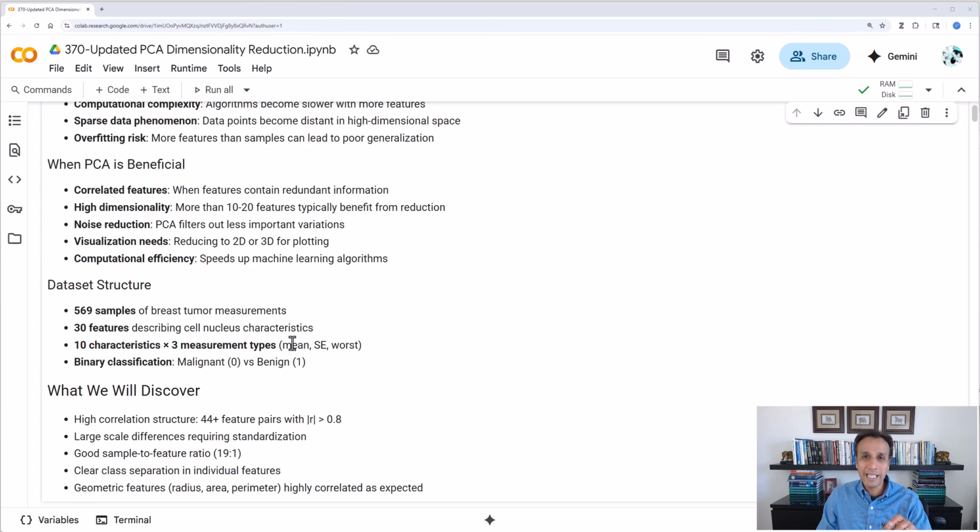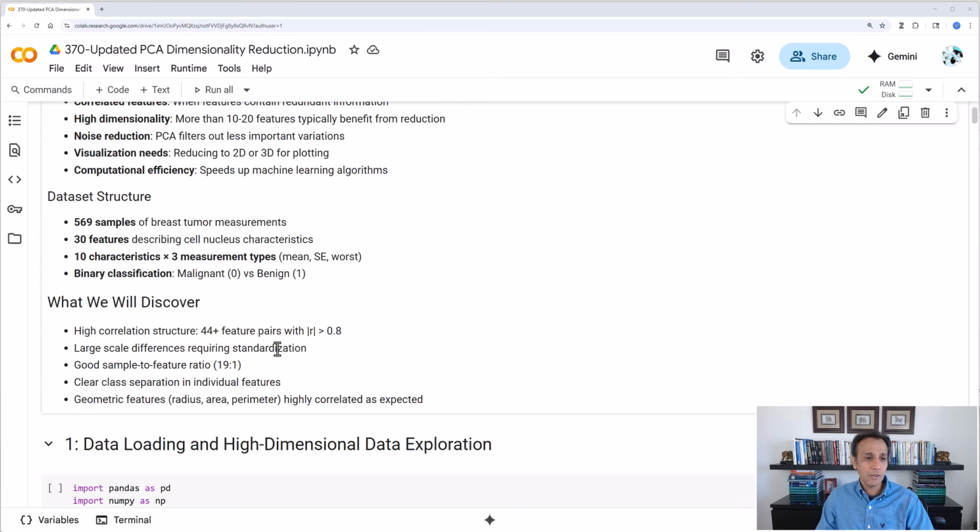For example, there is mean area. There is standard error for area, and the worst. I have to remind myself what the worst means. But anyway, there are 3 variations of area: mean area, SE, and worst. And SE, I assume that's the standard error. Yeah, we can look at documentation if you're curious about what exactly these 3 are. And of course, the 2 targets are, is it malignant or benign? Is this specific data point coming from a malignant tumor or benign? So that's our data set.